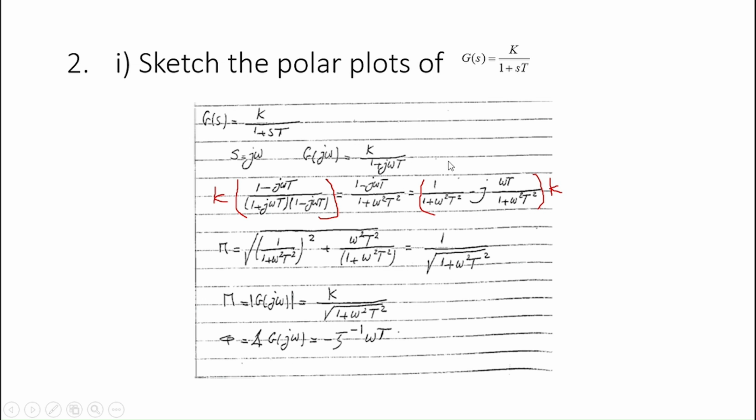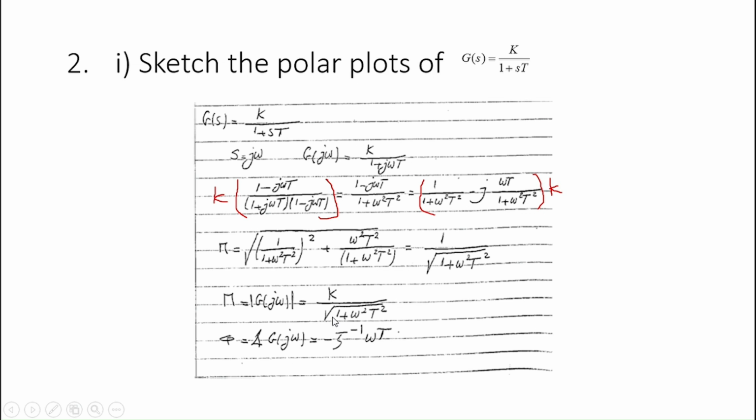The phase of this is equal to tangent inverse of imaginary whole thing upon real value. When you do that, you will get tangent inverse of negative omega t, which can also be written as negative of tangent inverse of omega t. So these two are the functions for magnitude and phase for the transfer function k upon 1 plus j omega t. So we need to plot this.